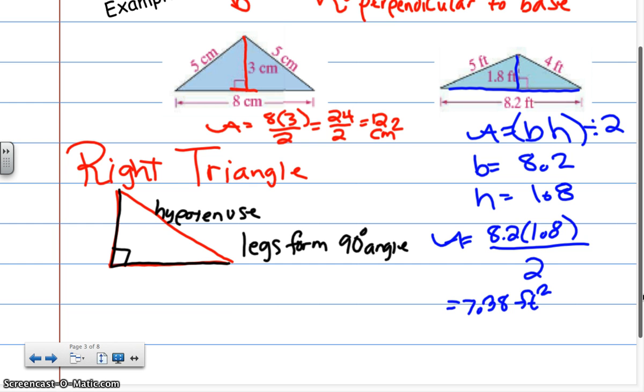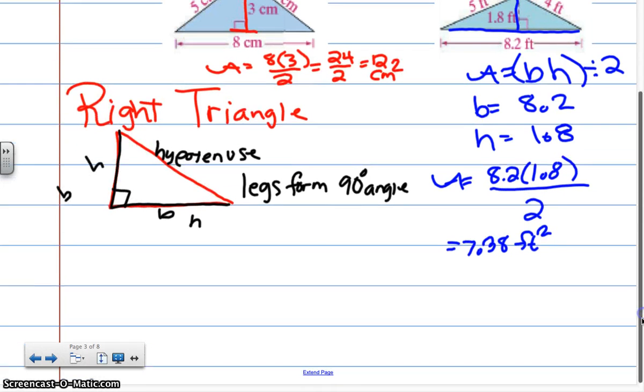The legs, though, it doesn't matter. The legs can be the base and the height. It really doesn't matter. You can call this the base and that the height. So anytime, you just look to see what sides are forming the 90-degree angle, and then you multiply them together and divide by 2. Example. Write it in your notes.